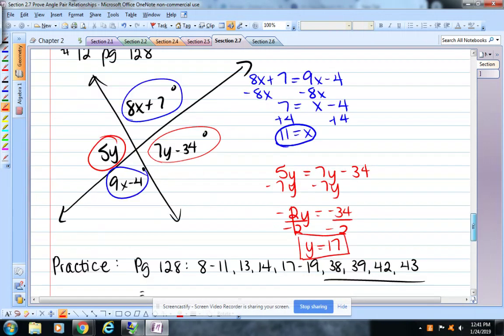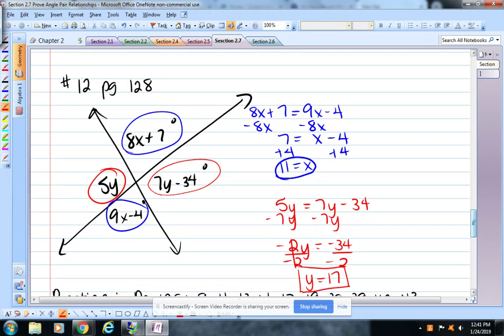So that is how we can use our congruence theorems: right angles, congruent complements, congruent supplements, and then also vertical angle congruence.